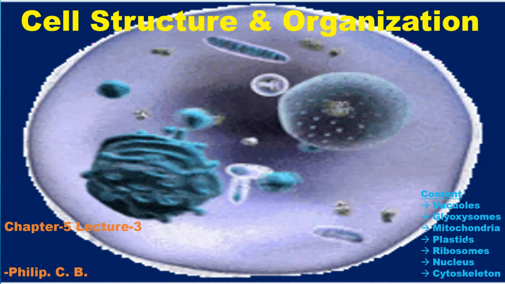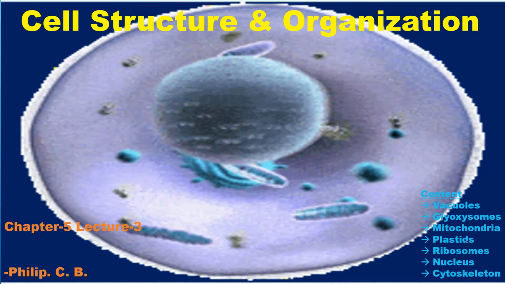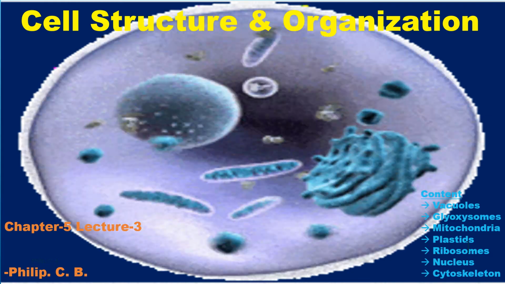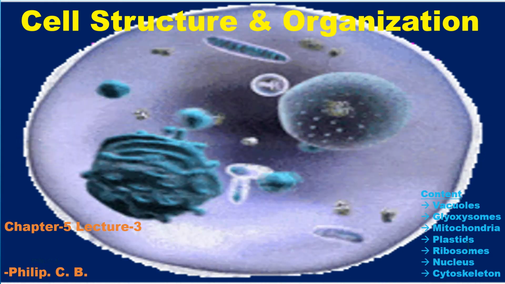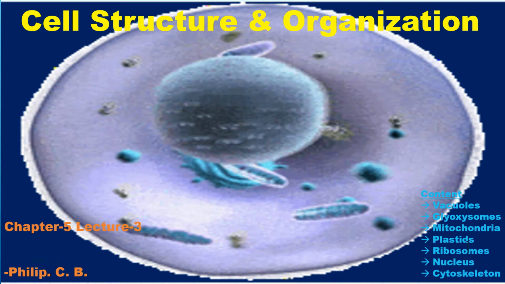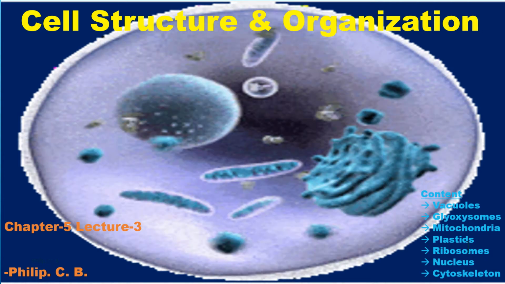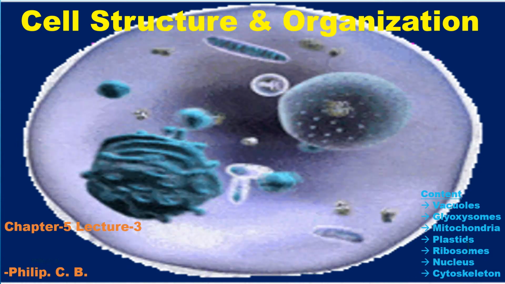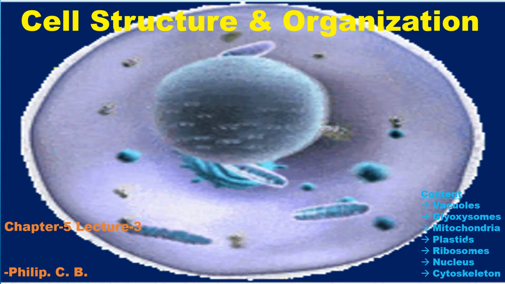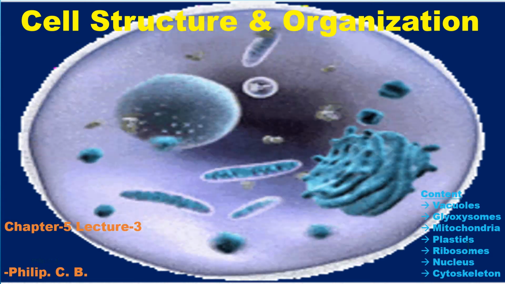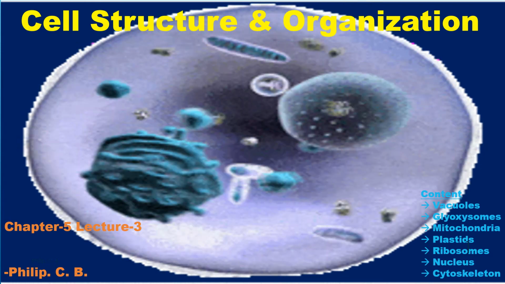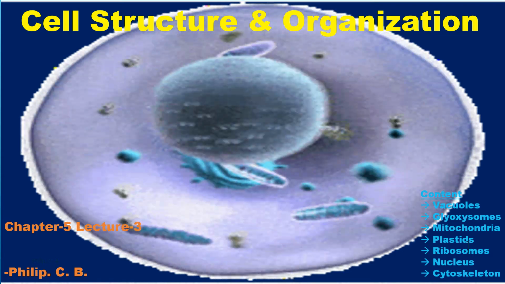Hello students. So today we are going to learn the third part in cell structure and organization. In this part we are going to learn about vacuoles, glyoxysomes, mitochondria, plastids, ribosomes, nucleus and cytoskeleton, and also some of the animation images related to these topics.